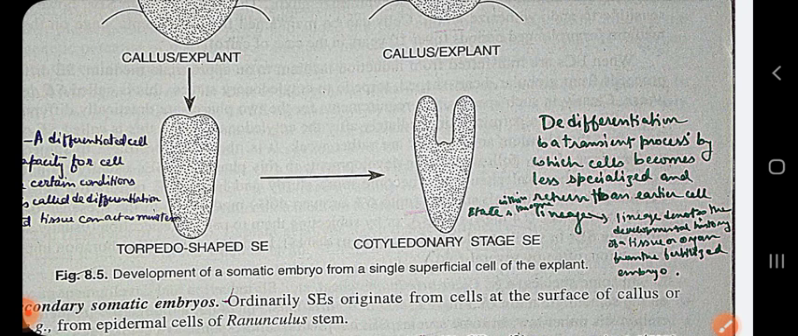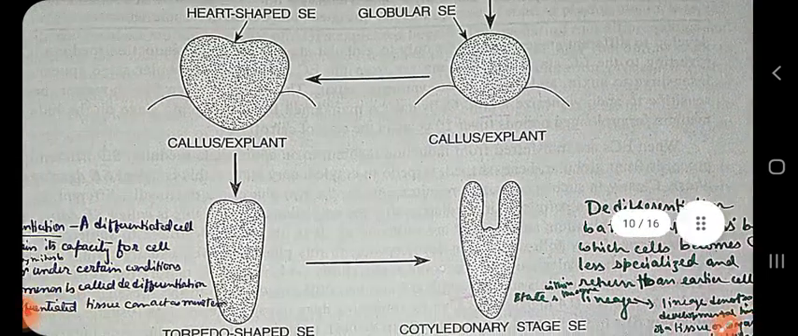So in general, the essential features of somatic embryo development, especially after the globular stage, are comparable to those of zygotic embryos. So simply, different stages can be observed.